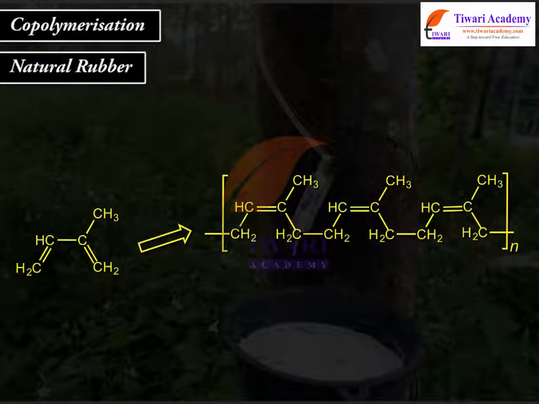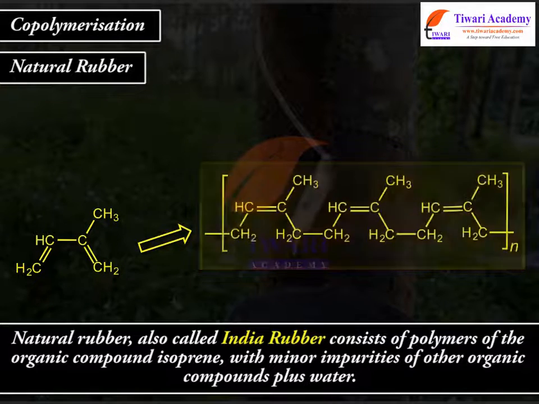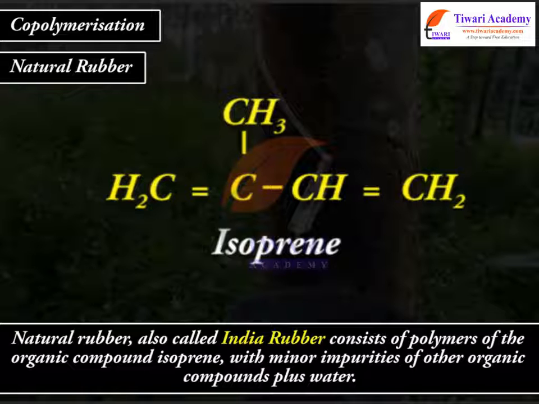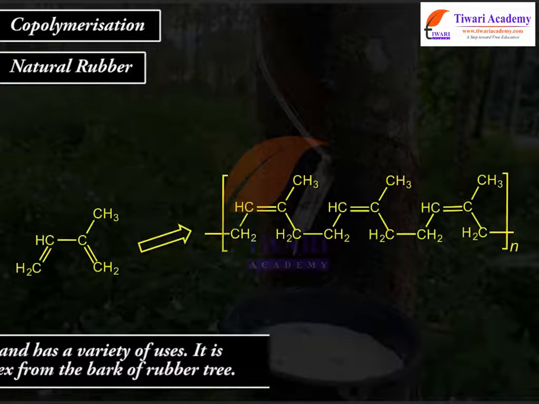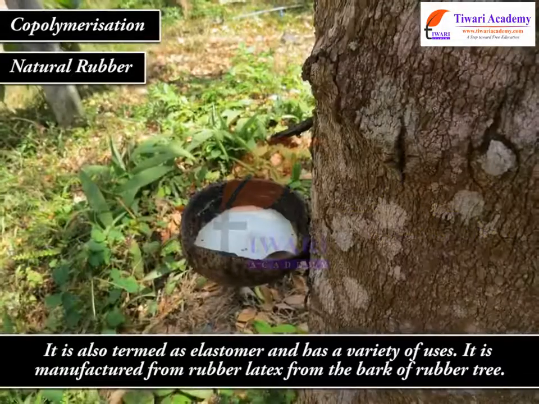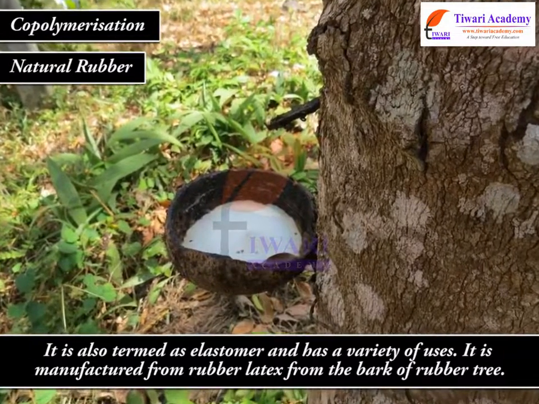Natural rubber. Natural rubber, also called India rubber, consists of polymers of the organic compound isoprene with minor impurities of other organic compounds plus water. It is also termed as elastomer and has a variety of uses. It is manufactured from rubber latex from the bark of the rubber tree.